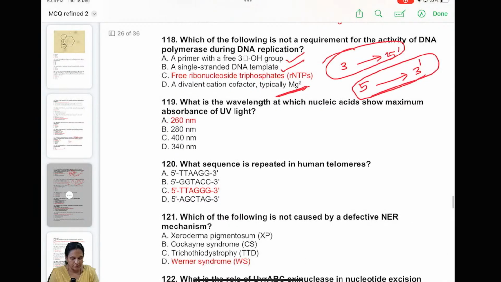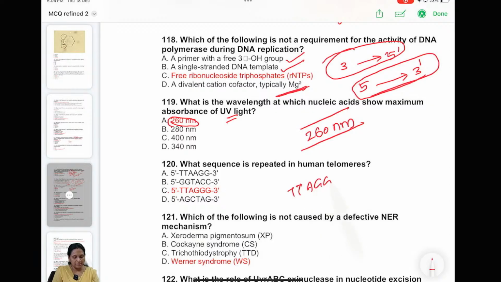What is the wavelength at which nucleic acid shows maximum absorbance of UV light? 260 nanometer. What sequence is repeated in the human telomere? 5 prime to 3 prime, TTAGGG. This is the sequence repeated in the human telomere.